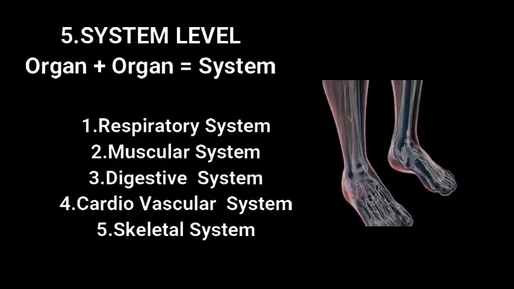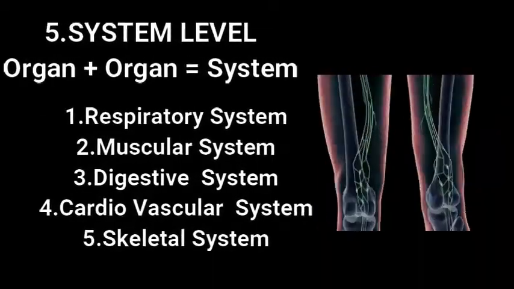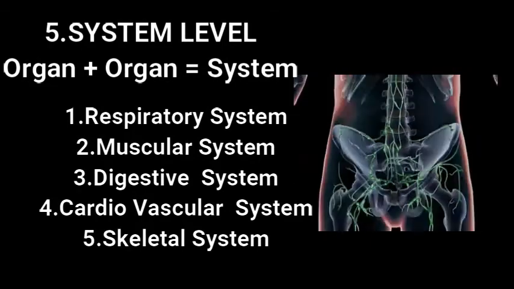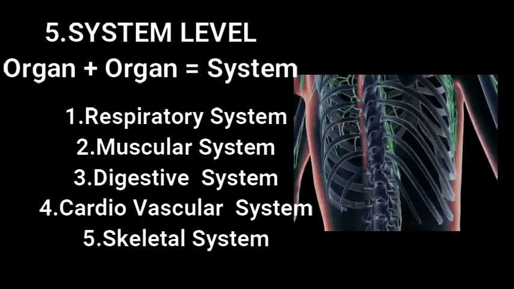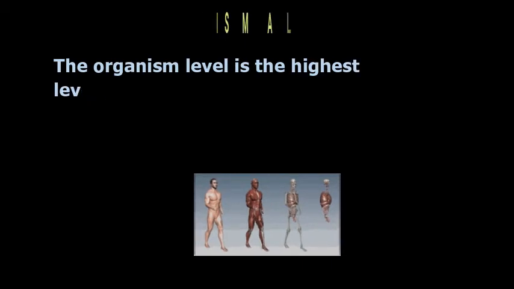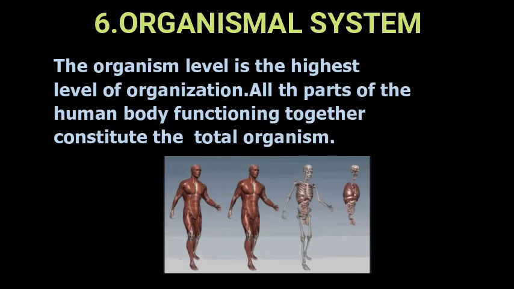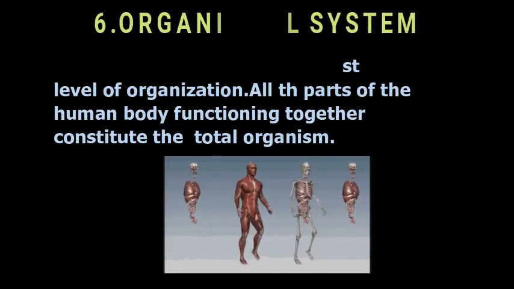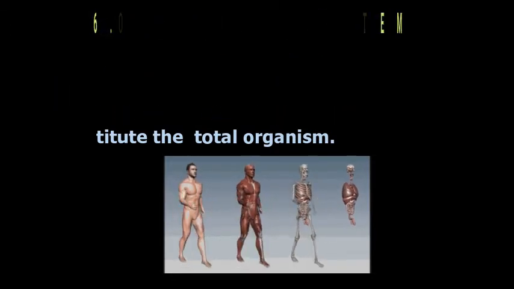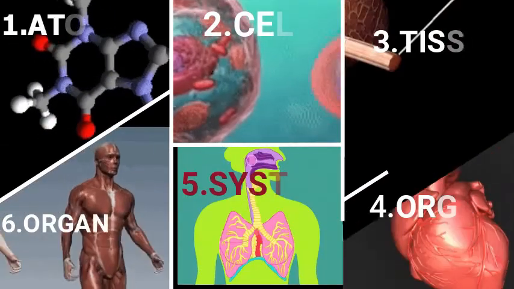System level. A group of organs is called a system. Examples are the respiratory system, muscular system, digestive system, cardiovascular system, and skeletal system. Organismal level: the organism level is the highest level of organization. All the parts of the human body functioning together constitute the total organism.